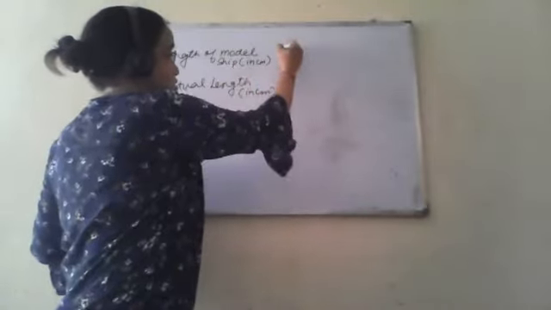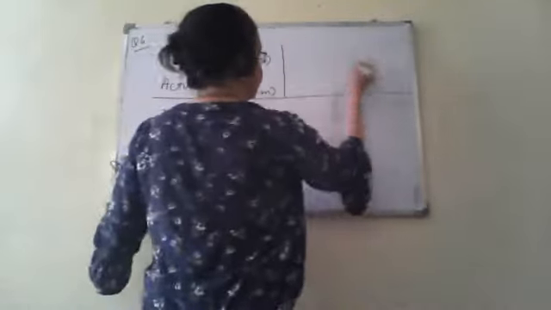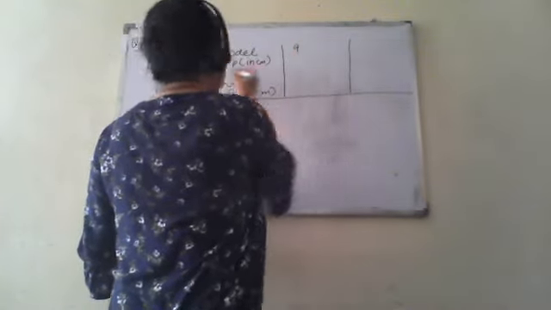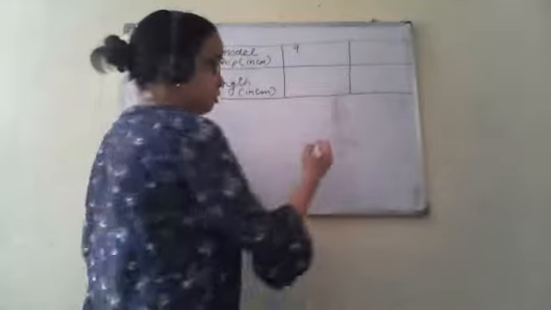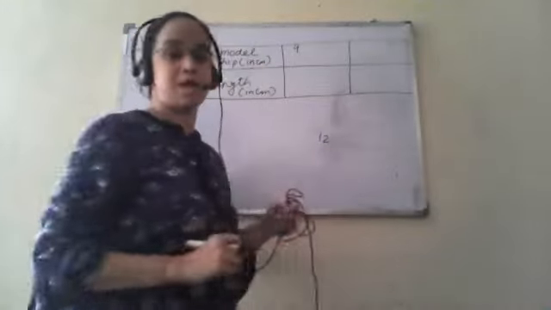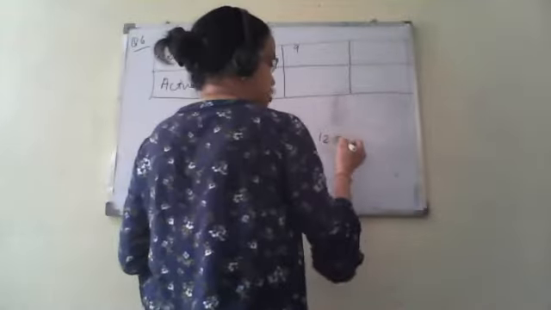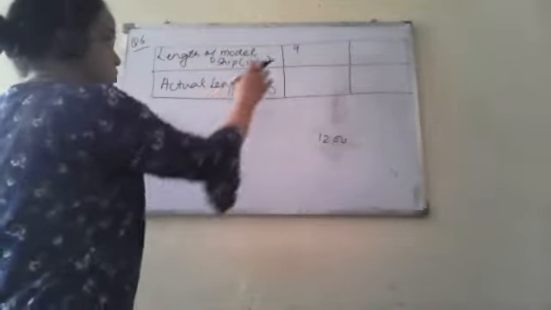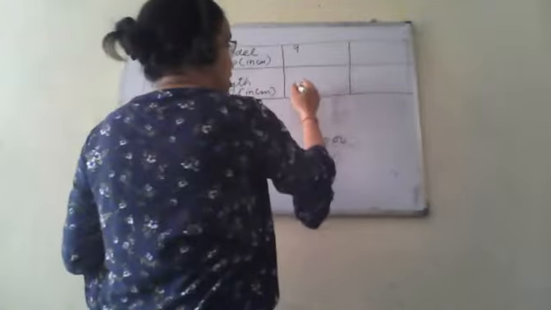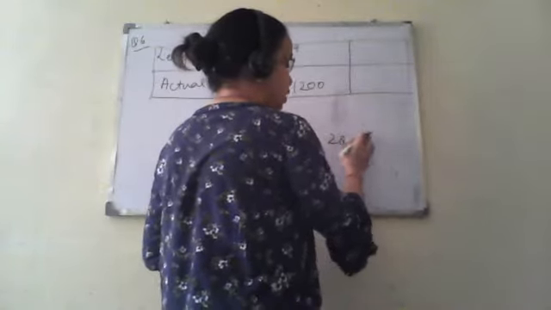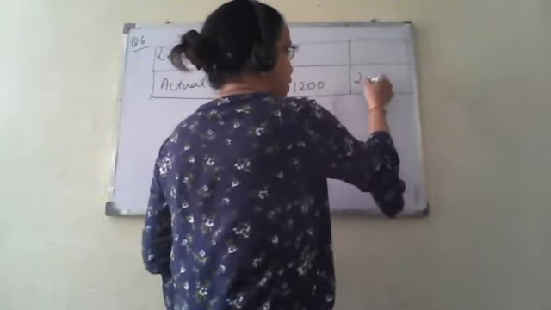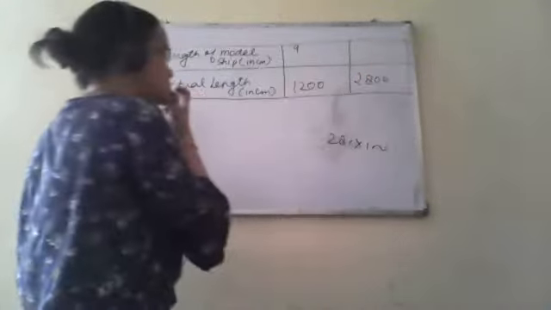So the model of the ship was 9 centimeter and the actual length was 12 meter. When we convert 12 meter into centimeter we simply multiply by 100, that is 1200 centimeters. So when the length of the model ship was 9 centimeter, the actual length was 1200 centimeter. Now we have been given the actual length, that is 28 meter. 28 meters is 28 into 100, that is 2800 centimeter. We have to calculate the length of the model ship.